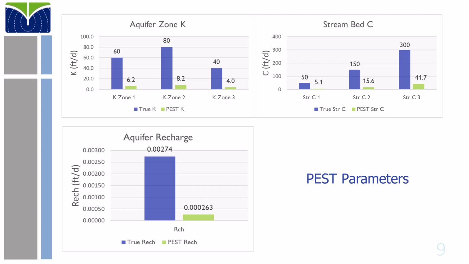We can see that where hydraulic conductivity for Aquifer Zone 1 is 60 feet per day, PEST estimated 6 feet per day. Where hydraulic conductivity for Aquifer Zone 2 is 80 feet per day, PEST estimated 8 feet per day. Where streambed conductance for segment 2 is 150 feet per day, PEST estimated 15 feet per day.